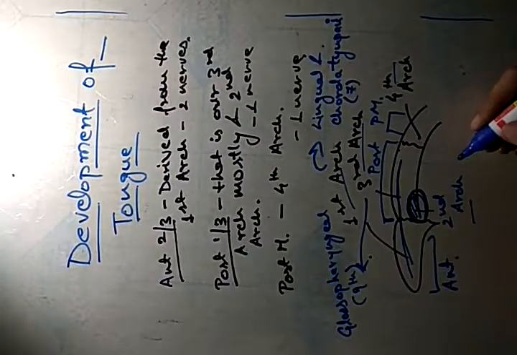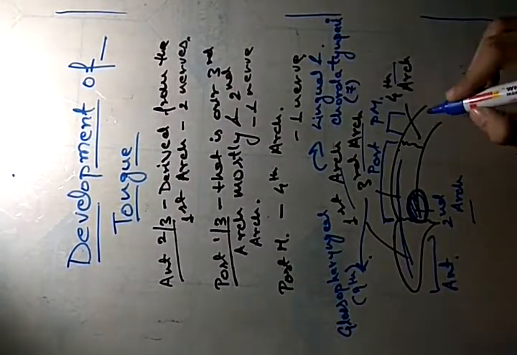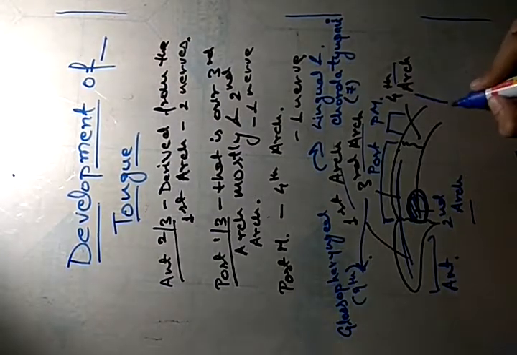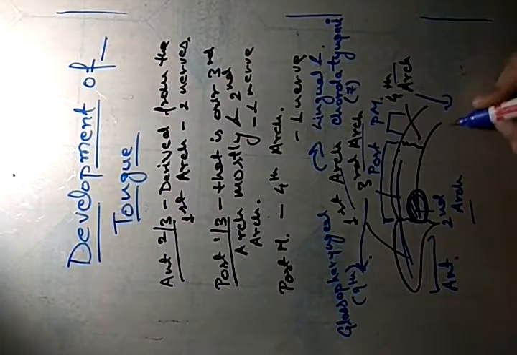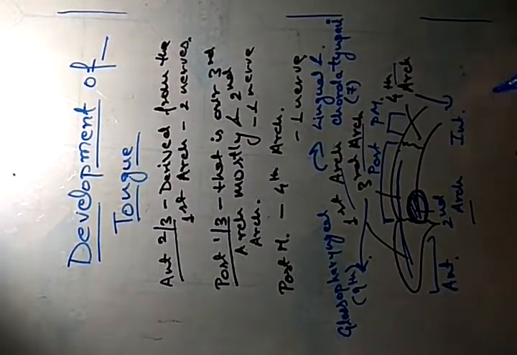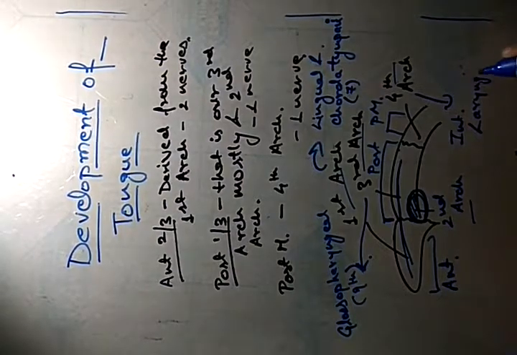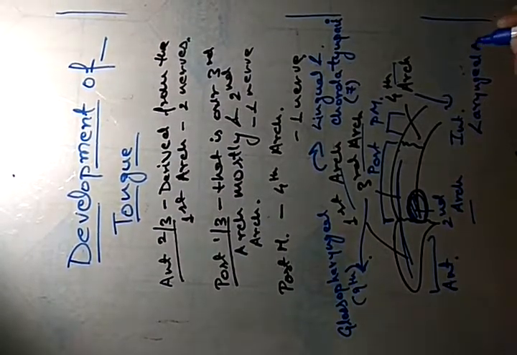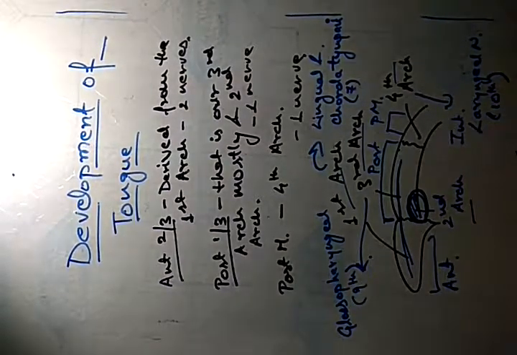Second arch does not show that much of contribution here in supplying, but fourth arch gets supplied by our internal laryngeal nerve, internal laryngeal, which is 10th. So this is our development of tongue with its nerve supplies.